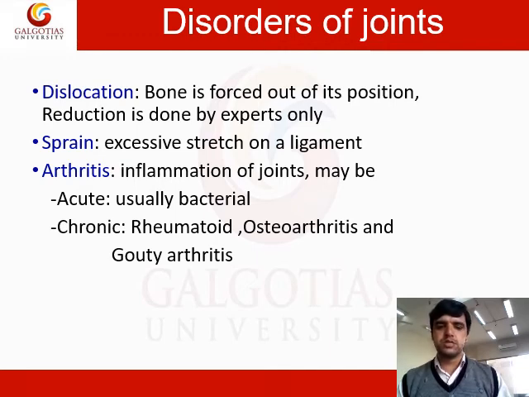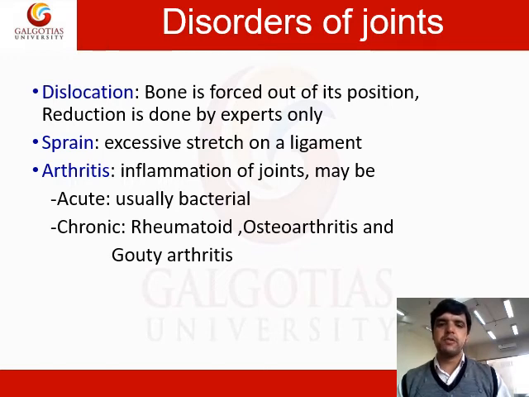Another type of disorder is sprain, which means excessive stretching of a ligament. Ligaments are the connective tissue which join two bones together and keep them articulating with each other, or in a single plane. If excessive stretch of that ligament happens, it may cause a sprain.